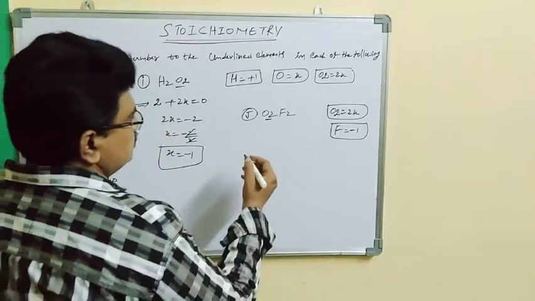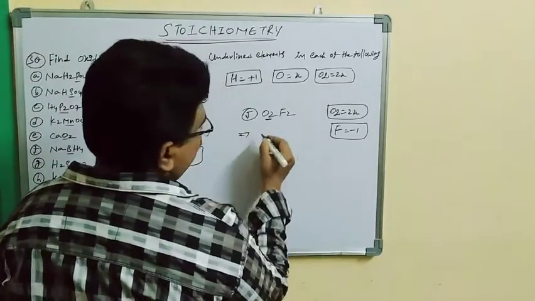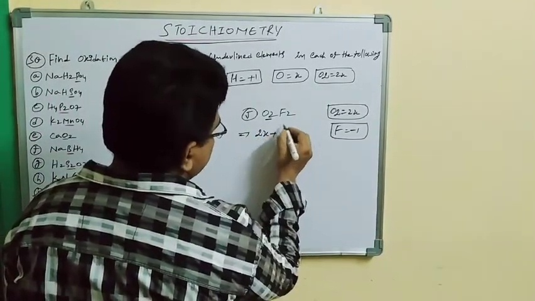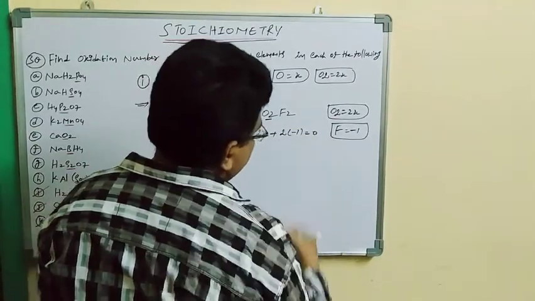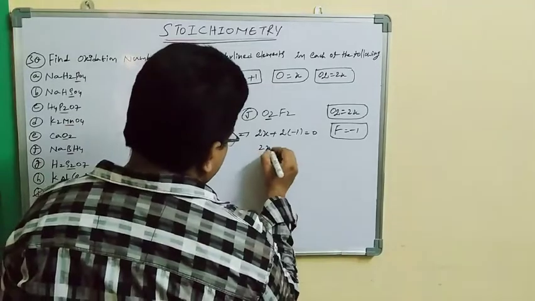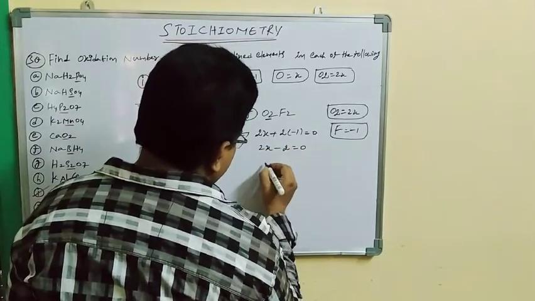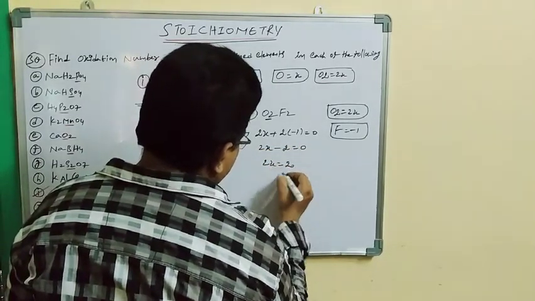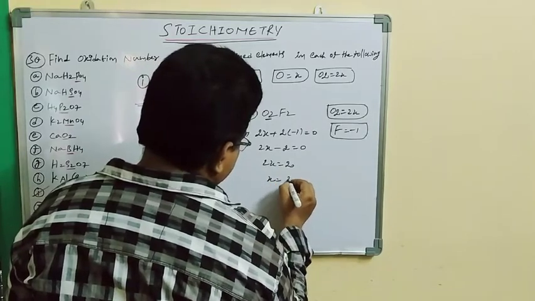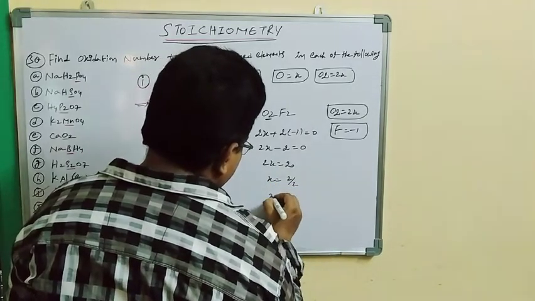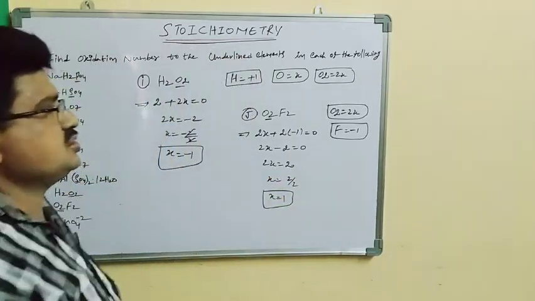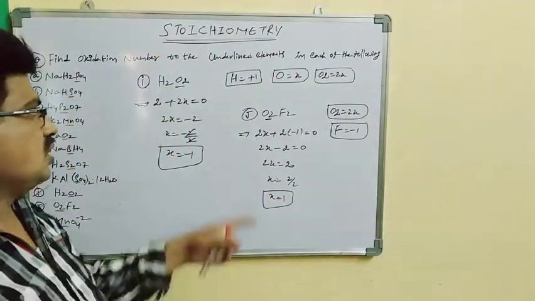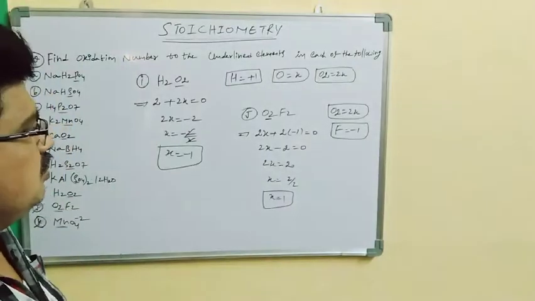So see here, for 2 oxygens 2x, plus how many fluorines are there? 2 into minus 1 equal to 0. 2x minus 2 equal to 0. 2x is equal to 2, x is equal to 2 by 2. x is equal to plus 1. Oxidation state of oxygen in O2F2 is plus 1.